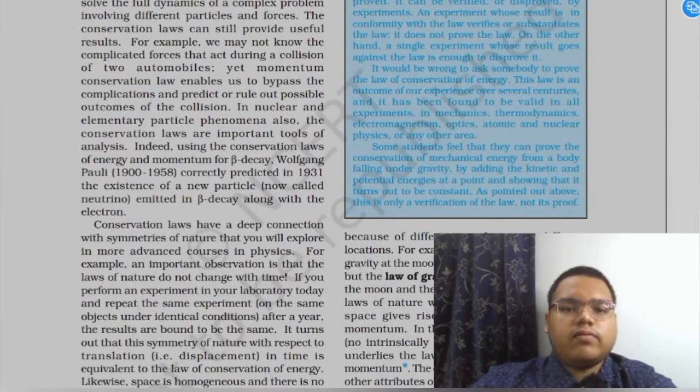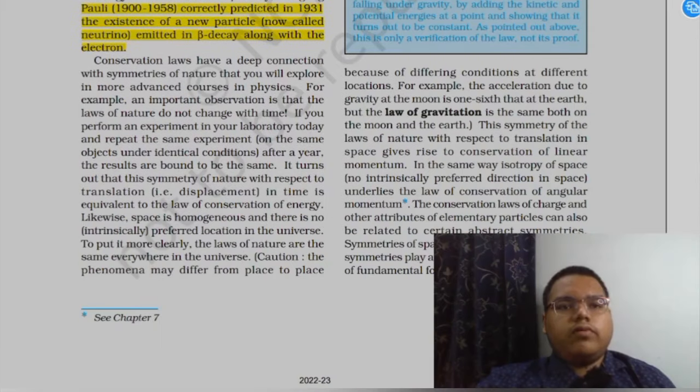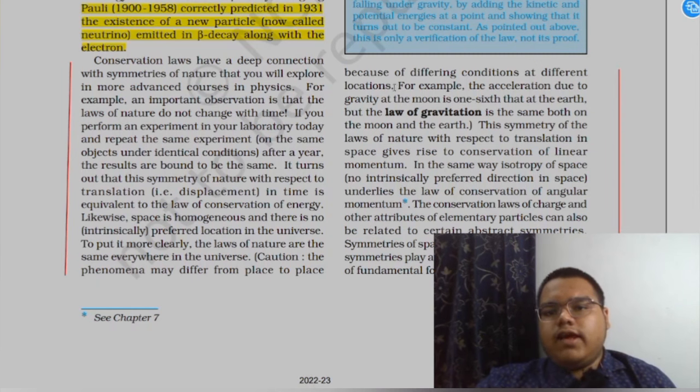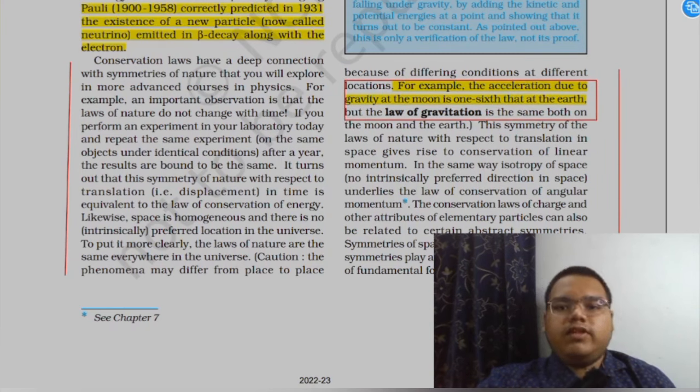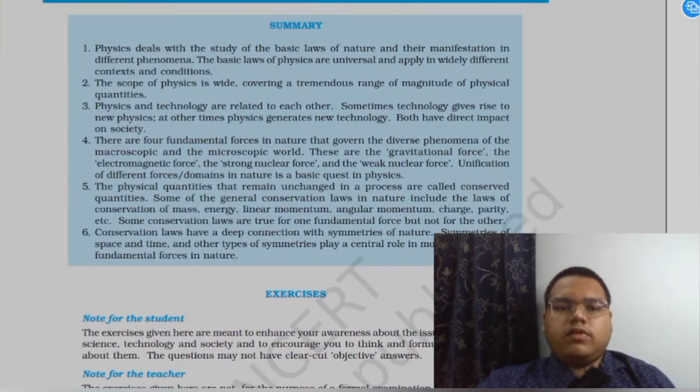Now see this. Pauli predicted in 1931 the existence of a new particle called neutrino emitted in beta decay. You people give a reading to this one and this one. And here notice that acceleration due to gravity on the moon is 1/6 that of Earth. This will play a key role in solving many questions of gravitation. But the law of gravity is the same in both. Next, this is a summary. Just give a quick reading of it.